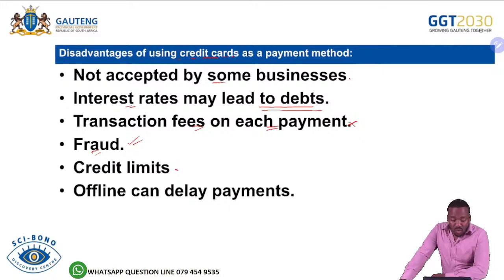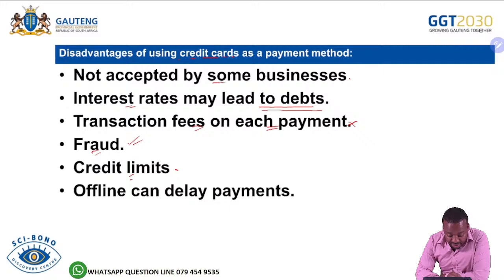Another disadvantage, we are saying it has credit limits, right? So what if I want 30,000 rands? You understand? What if I want to spend more than that? Or sometimes you find out you don't even qualify to have credit. So it has what? Credit limits.